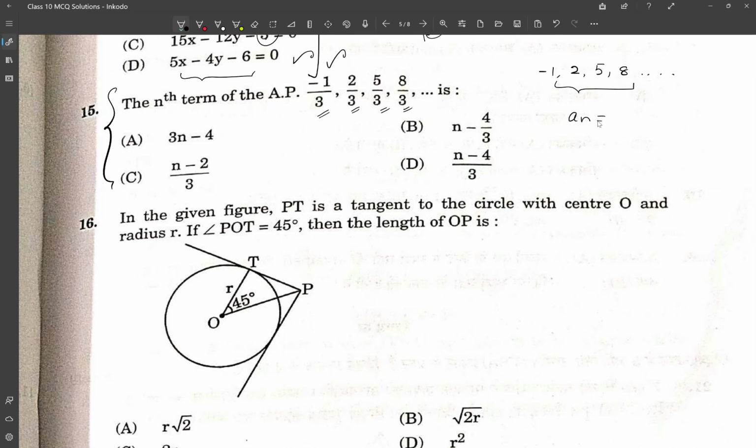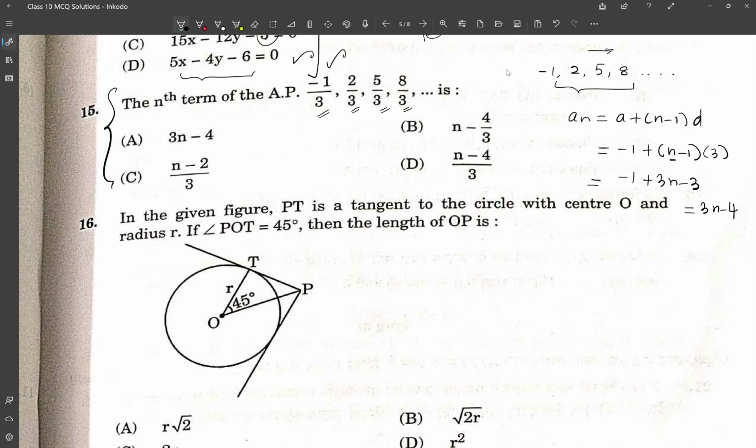So an is equal to a plus n minus 1 into d. A is what? Minus 1 plus n minus 1. We don't know what n is, we are finding the nth term here. So d is what? Plus 3. It's an increasing arithmetic progression sequence. So the answer should be minus 1 plus 3n minus 3. So that should be equal to 3n minus 4. And 3n minus 4 is only for the numerator part.